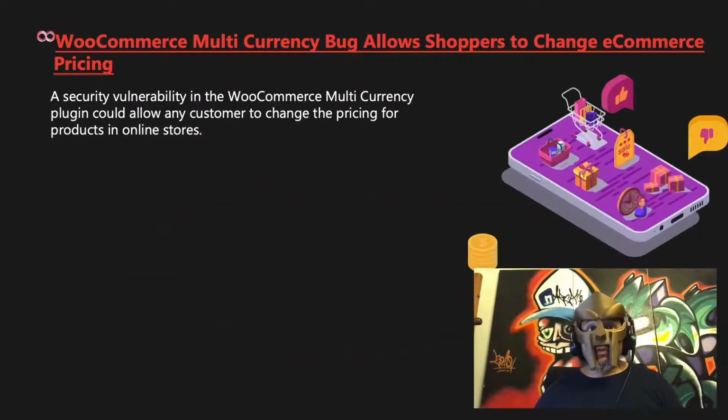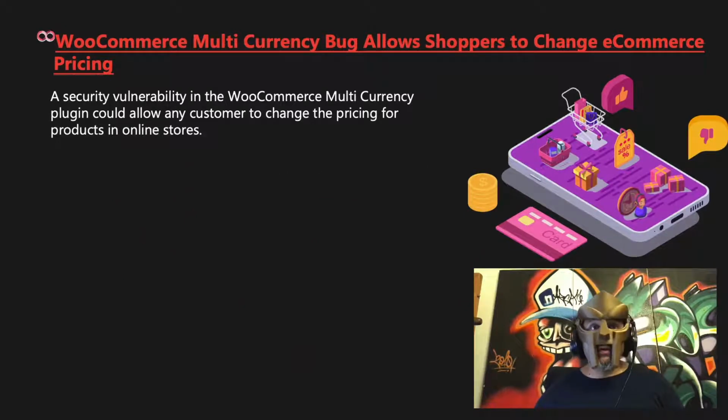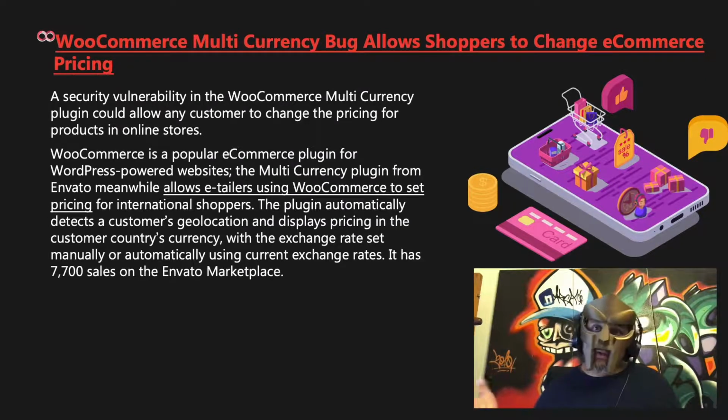A security vulnerability in the WooCommerce Multi Currency plugin could allow any customer to change the pricing for products in online stores. WooCommerce is a popular e-commerce plugin for WordPress-powered websites. The multi-currency plugin from Envato, meanwhile, allows e-tailers using WooCommerce to set pricing for international shoppers. The plugin automatically detects the customer's geolocation and displays pricing in the customer country's currency, with the exchange rate set either manually or automatically using current exchange rates.